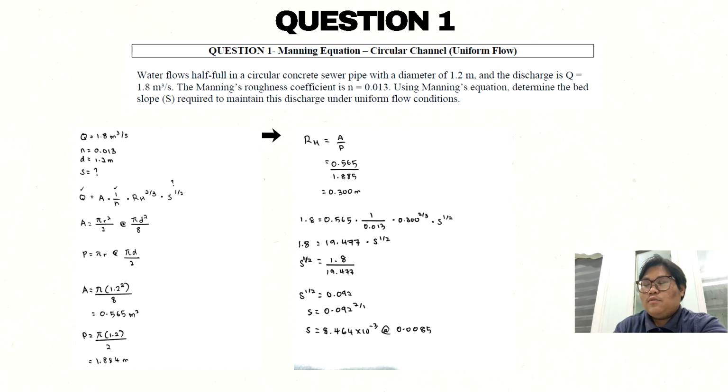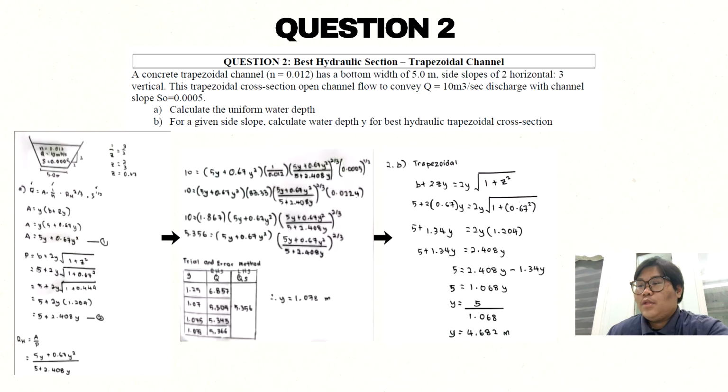To find S, the power of 1 over 2 goes to the right, and it will become 0.092 power of 2 over 1, and S equals 8.464 times 10 power of negative 3, or 0.0085.